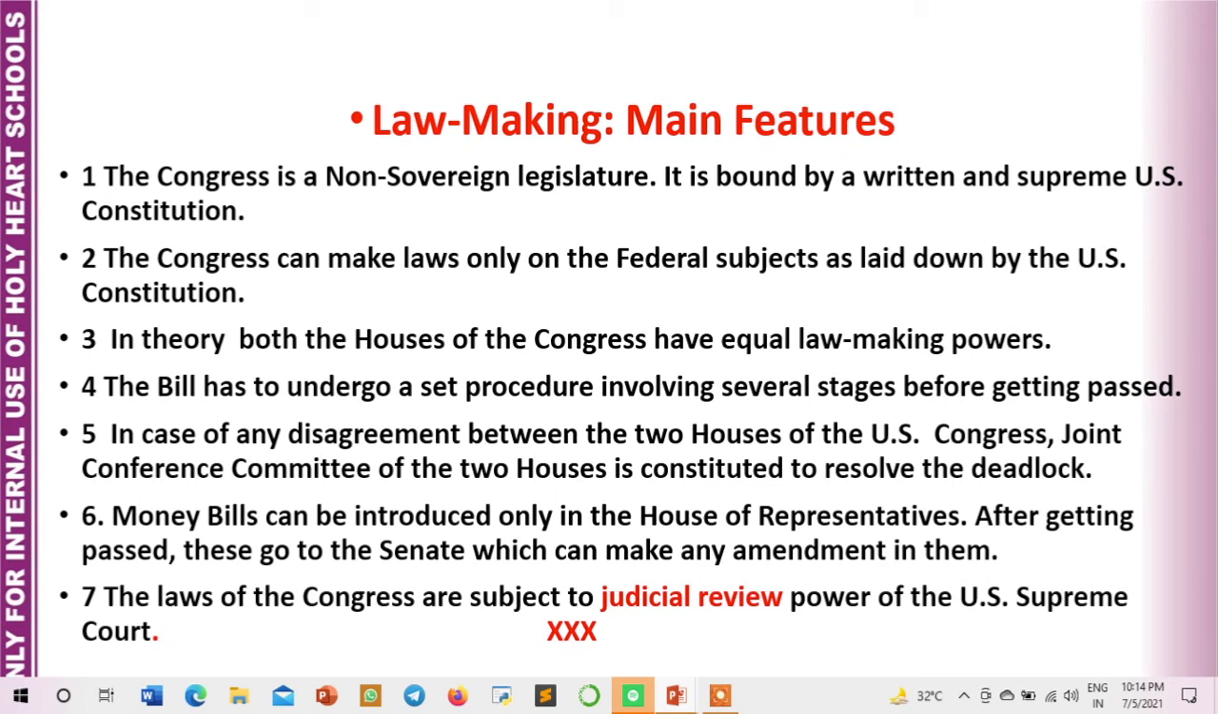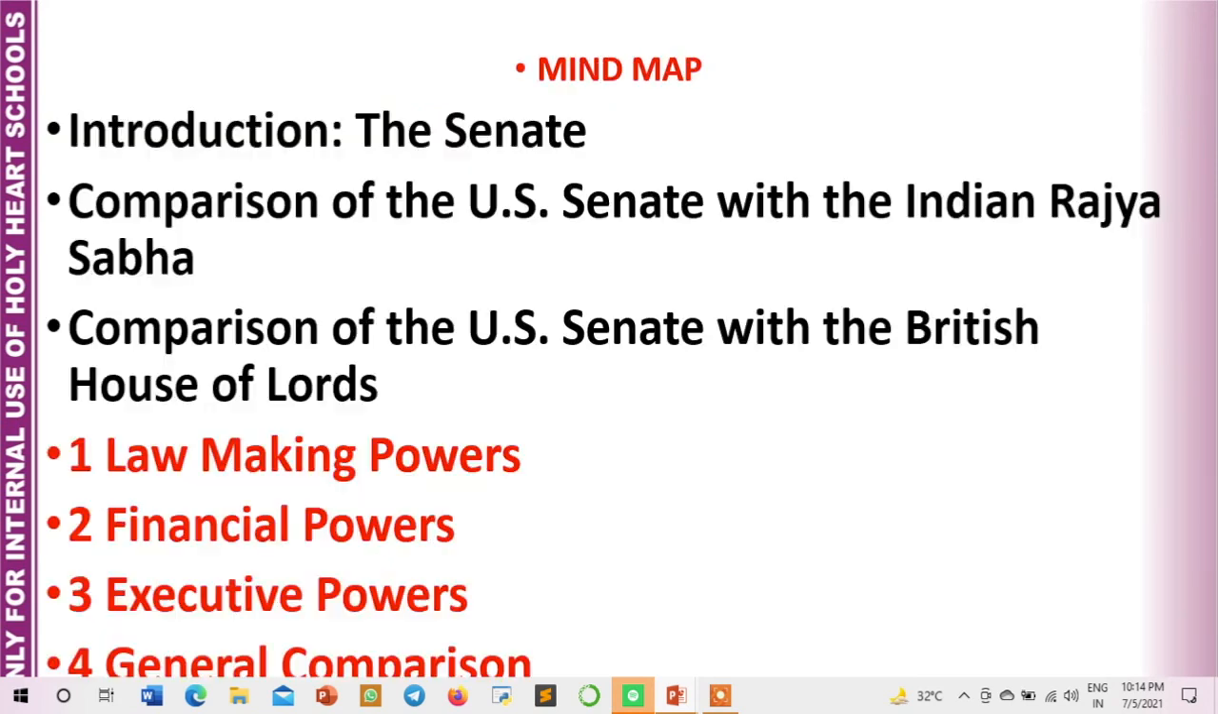So students, I have discussed with you the comparison of the US Senate with other houses. Today I discussed with you about the US Senate, then the comparison of the US Senate with the Indian Rajya Sabha, then the comparison of the US Senate with the British House of Lords. Under this, I discussed 4 points: that's lawmaking powers, financial powers, executive powers, and then I talked about the general comparison.